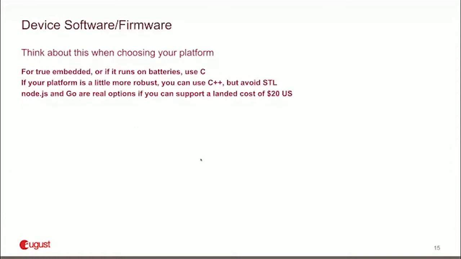So on the device software or firmware, there are some real options today that didn't exist even 5 years ago. However, for true embedded, or if it runs on batteries, you really should just use C. I mean, obviously, it's not going to be a huge platform anyway. There's not going to be an enormous amount of code. So I think C is a really good option. It does what you tell it to do with very few surprises, and that becomes very important in the world of very, very small things.